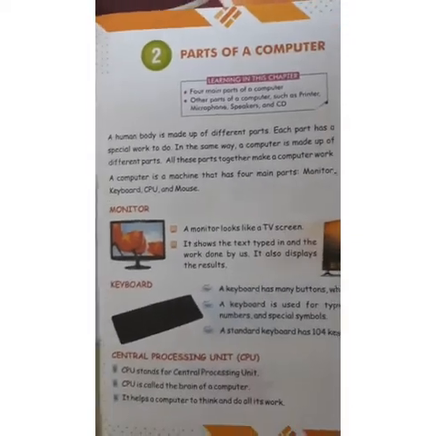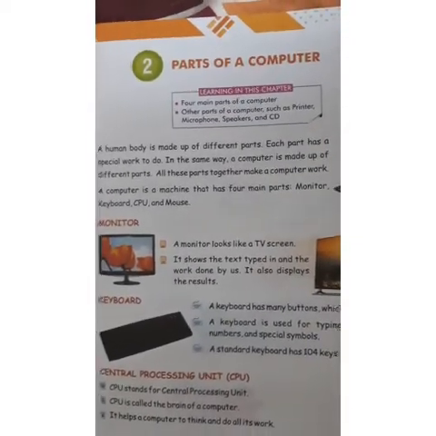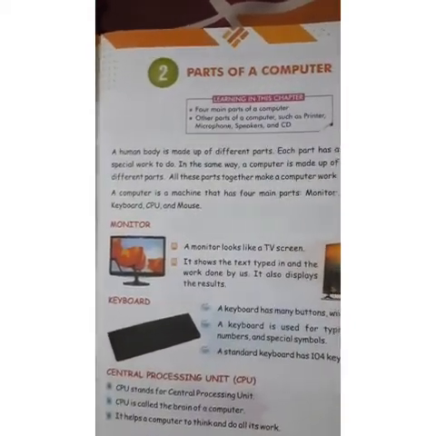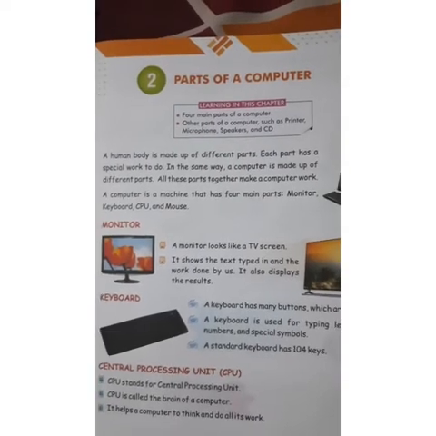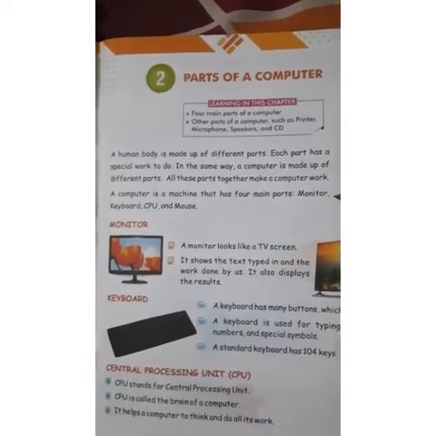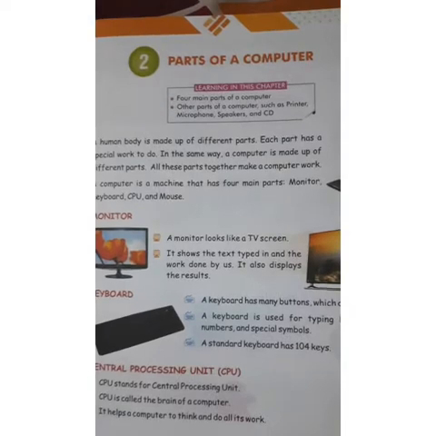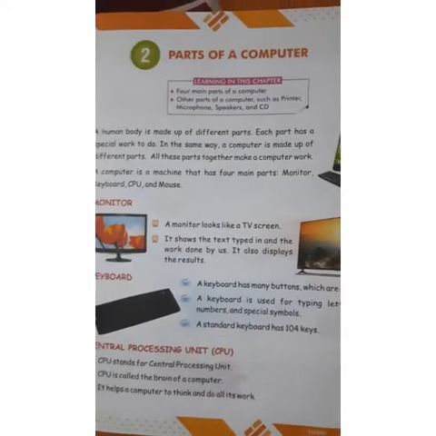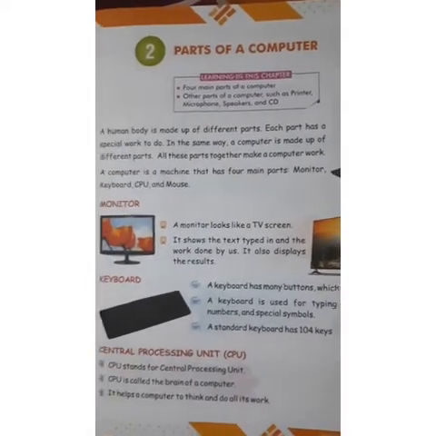Okay, so just like that, in the computer there are many different parts. So computer is made up of different parts, and all these parts together make a computer work. A computer is a machine that has four main parts. First one is monitor, second one is keyboard, third one is CPU, and fourth one is mouse.